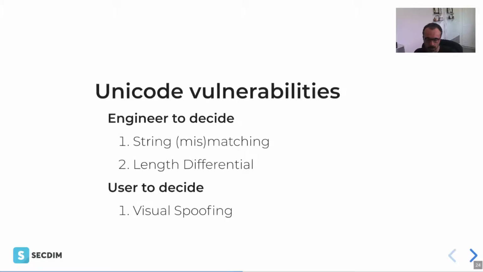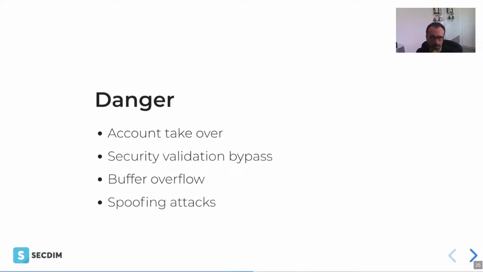So when it comes to Unicode security issues, or let's say edge cases, we can classify them into 2 groups: things that you as a software engineer can do something about, and things where we're relying on our users to make a safe decision. And I will go through all of them a bit later. So one thing to remember is why we need to care about this. We saw one incident right at the beginning of this workshop that Unicode can cause account takeover. That was a real incident. But commonly, these characters could result in security validation bypass.